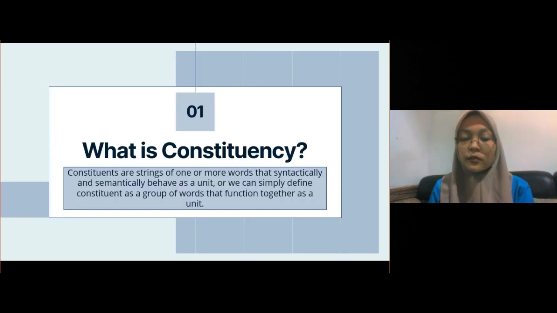What is constituency? Constituents are strings of one or more words that syntactically and semantically behave as a unit. Or we can simply define constituent as a group of words that function together as a unit.